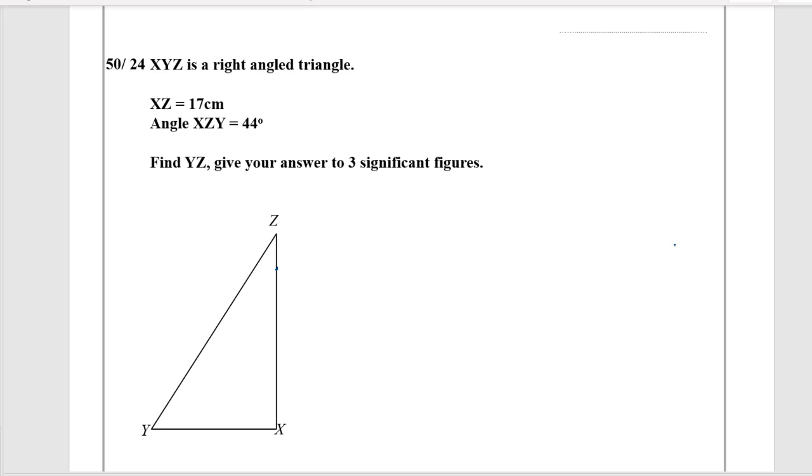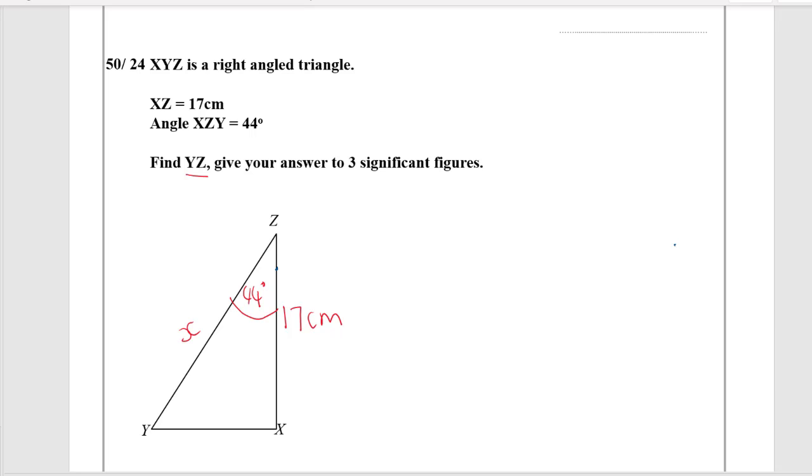So we have XYZ is a right angle triangle, XZ is 17 centimeters. So let's label the sides. Angle XZY is 44, so XZY is this angle here, is 44 degrees. Find YZ, so we're going to find what this side is, YZ. Give your answer to three significant figures. So we're finding this one, so let's label this as X.